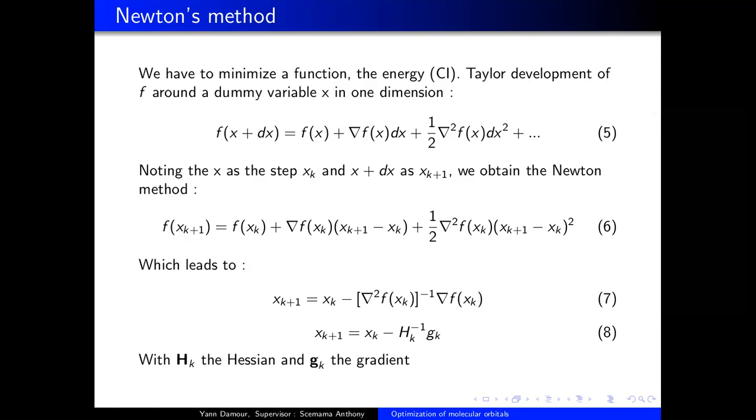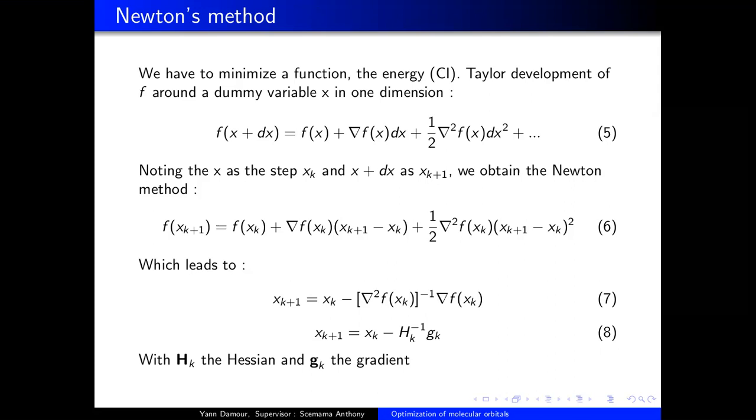So it's about the Newton method. We have to minimize a function, in our case the energy. So we do a Taylor development of the function around the dummy variable x in one dimension. I think it's very easy. You have just the function plus the gradient of the function times dx, plus 1/2 the second derivative of the function times dx squared.